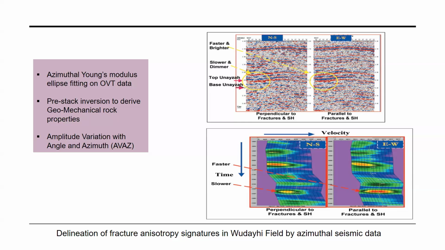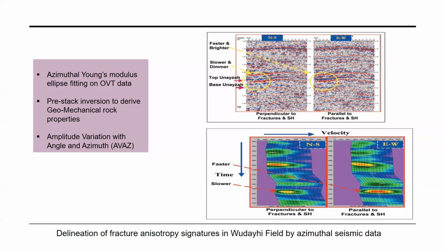So in this paper, if you explore, you will find that east-west is the major stress direction, whereas the major orientations of the fracture are north and south. So that's why this particular velocity anomaly has been found.